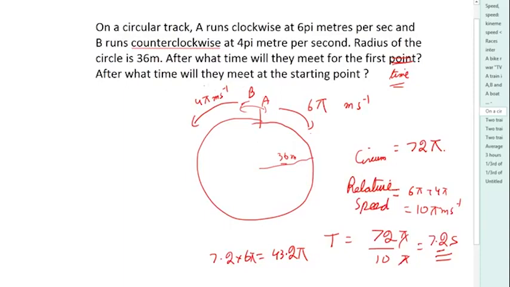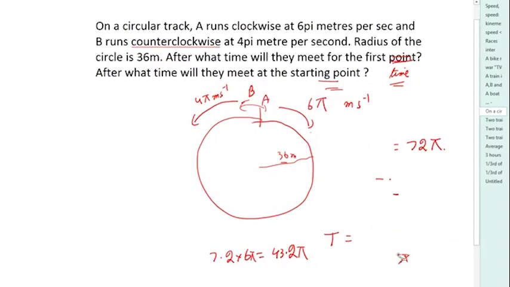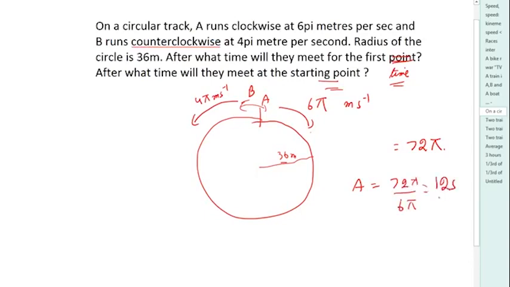The second question asks, after what time will they meet at the starting point? So that's a separate question. Let's look at that. The circumference is 72 pi, and the speed of A is 6 pi. So in making one round, how much time does A take? 72 pi by 6 pi, which is equal to 12 seconds. So A is back at the starting point in 12 seconds.